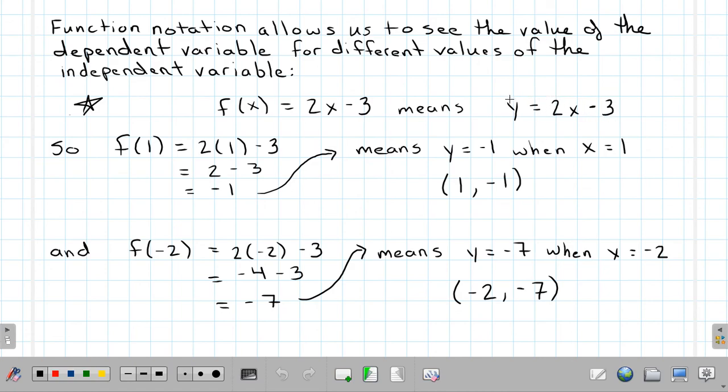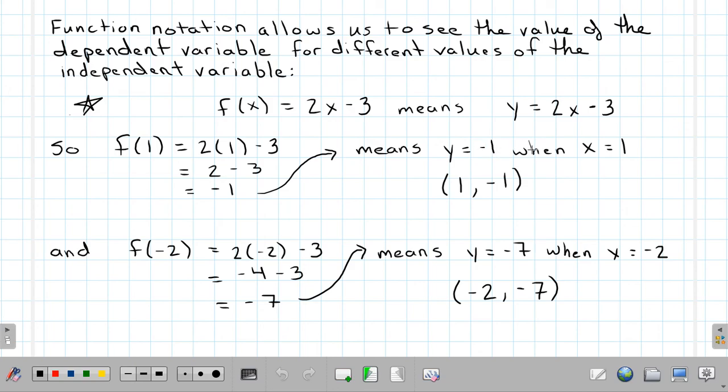Well, function notation now tells us, what if x is equal to 1? What's y going to be? Well, that's what we can say when we do f of 1. f of 1 is equal to 2 times 1 minus 3. So this tells us that if the x value is 1, what's our y value going to be? Well, it's order of operations. 2 times 1 is 2. 2 minus 3 is negative 1. So what this means is when x is 1, y is negative 1.